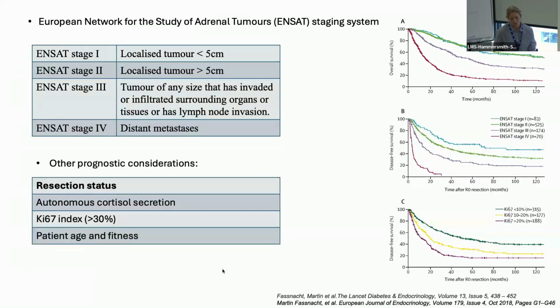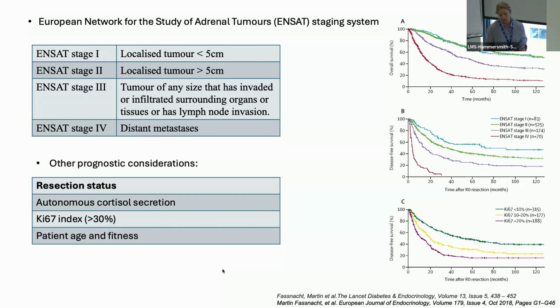Most people will also be familiar with the European Network for the Study of Adrenal Tumours staging system for adrenocortical carcinomas. Just to remind everybody, stage 1 is a localized tumour less than 5 centimetres. Stage 2 is a localized tumour greater than 5 centimetres. Stage 3 is a locally invasive tumour of any size. And stage 4 is tumour with distant metastases. We know that the stage of the ACC at diagnosis is a very good predictor of the overall survival or outcome for our patients.